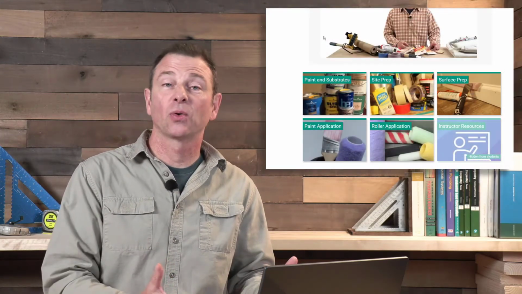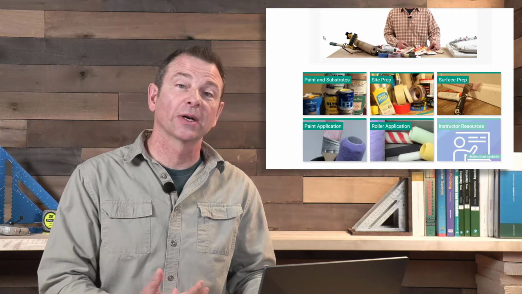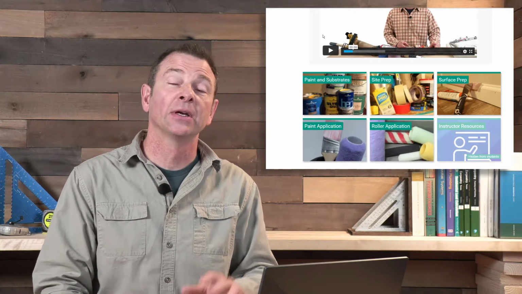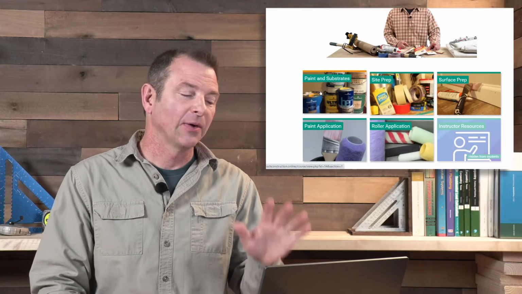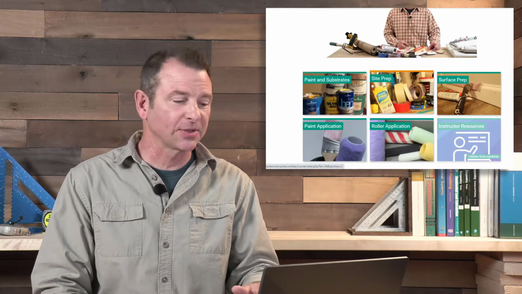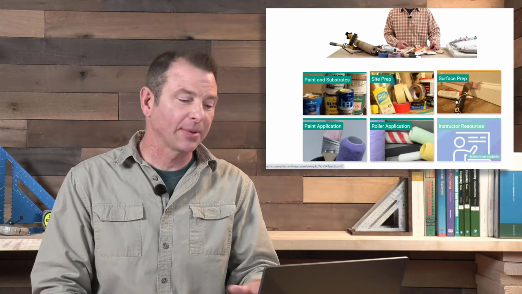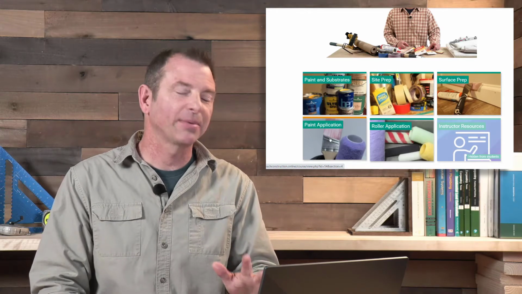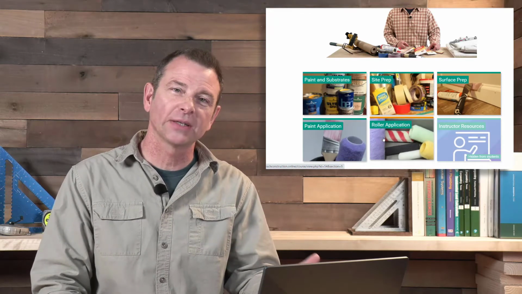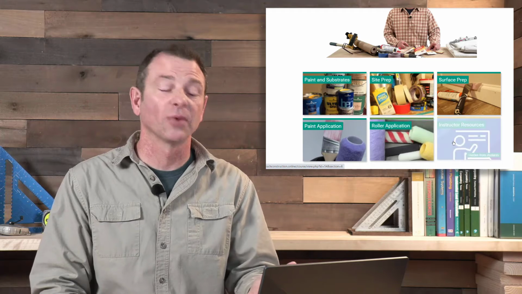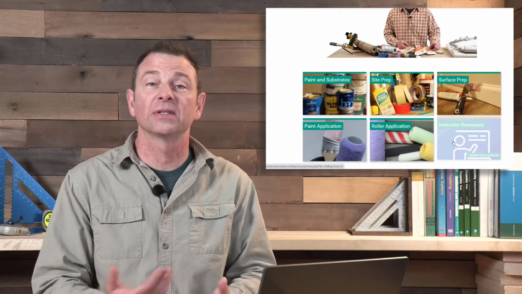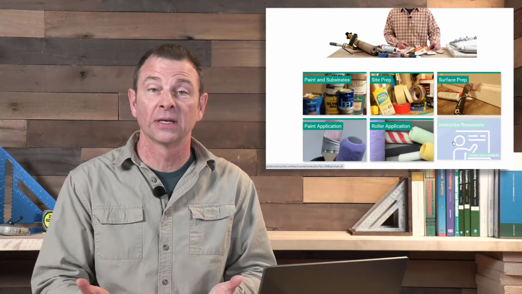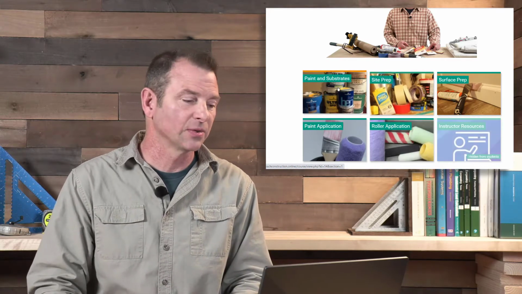There's a lot in this course and I want to go through it with you really quickly so you understand how it's laid out. You're looking at 6 main sections here in this painting course. You have the first one, painting and substrates. We have site prep. The next one is surface prep. You have paint application for brushes, paint application for rollers, and then you have your instructor section, which is hidden to your students. It includes all of your resources to help teach this course to your students.